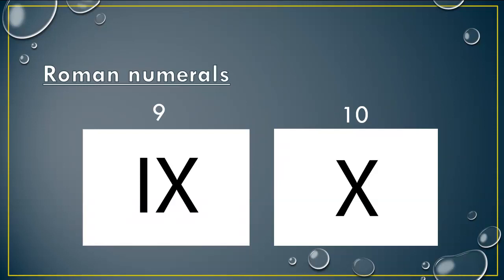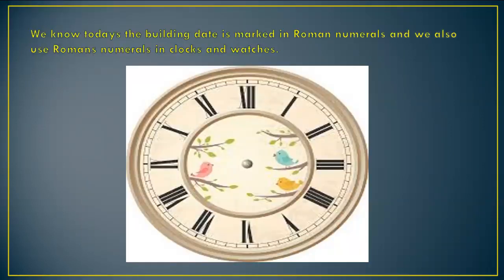So we got all the 10 numbers. So this is how we write Roman numerals. Today we learned how we write Roman numerals 1 to 10. Okay students, that's the end of my lecture. It's marked in Roman numerals, and we also use Roman numerals in clocks and watches.